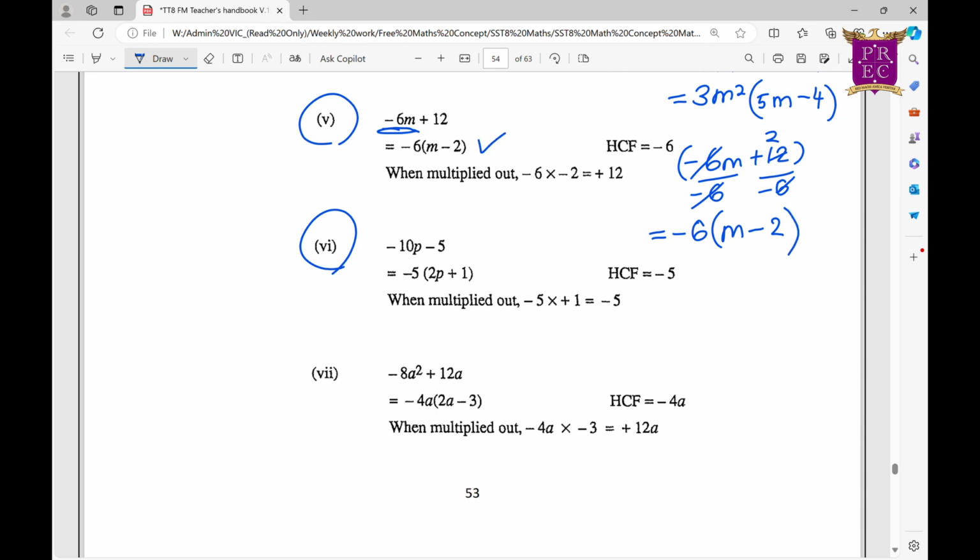And it's essentially the same process here. You want to take the highest common factor out and make sure that you're paying attention to the symbol.